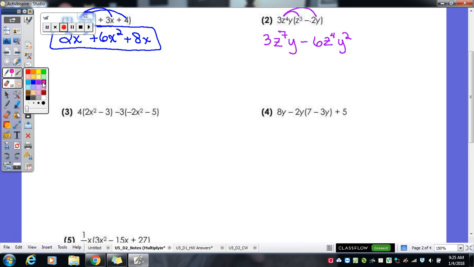All right, what's different about number 3 than the other two that we had? There's 2 things. So we have to distribute the 4 through the first set of parentheses, and then we distribute that minus 3 to the second set of parentheses. The number only goes through the parentheses that comes after it. No other sets that are after it after that. So 4 times 2x squared would give us 8x squared. And then the 4 times negative 3 will give us a negative 12.